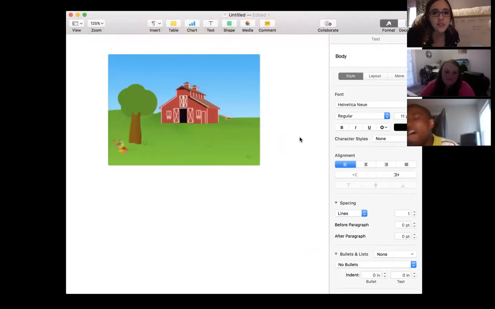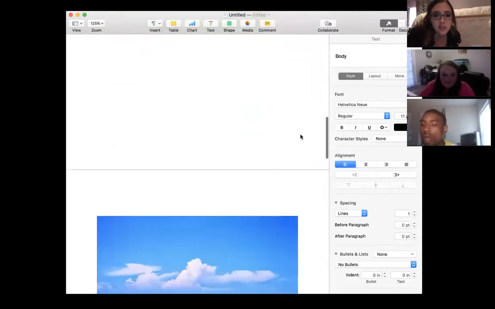All right, let's look at the farm. This is a type of environment. This is a farm. What would we find in this environment? Animals. Good job. What would the animals need on the farm? Water. And food. Maybe hay.